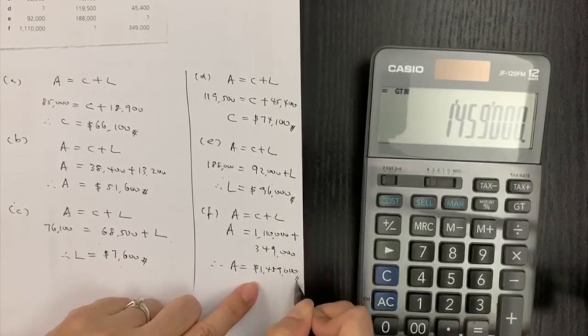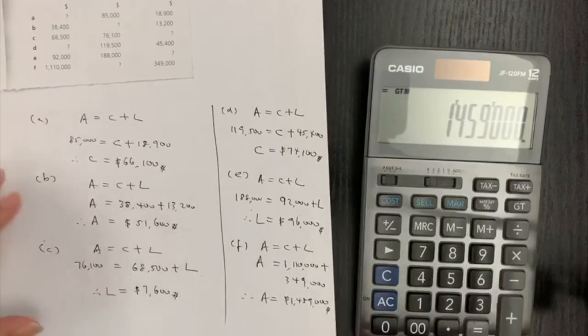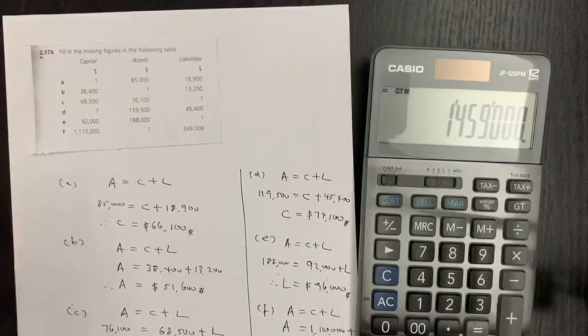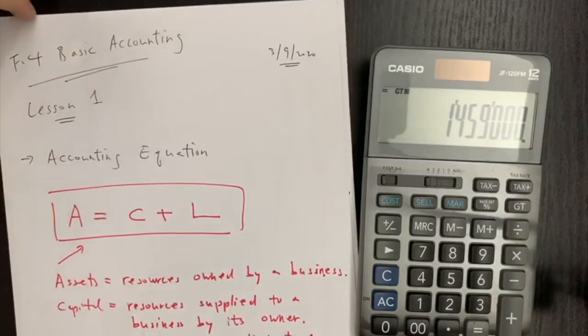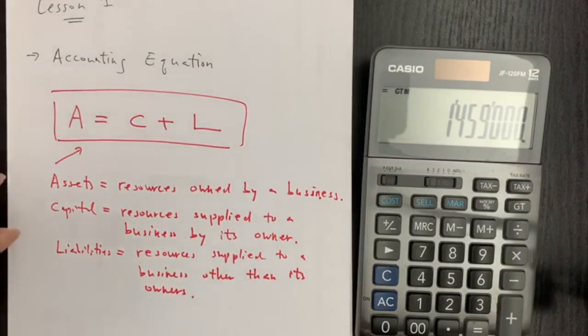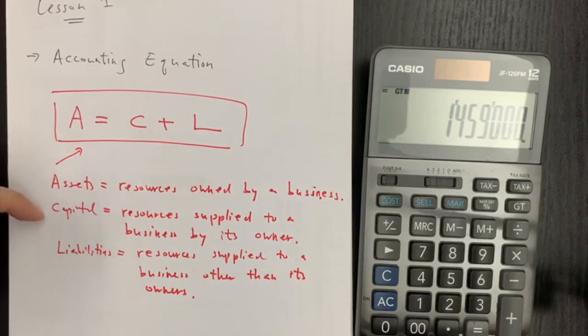This is chapter 2. The accounting equation is A equals C plus L, and also the definitions of assets, capital, and liabilities.